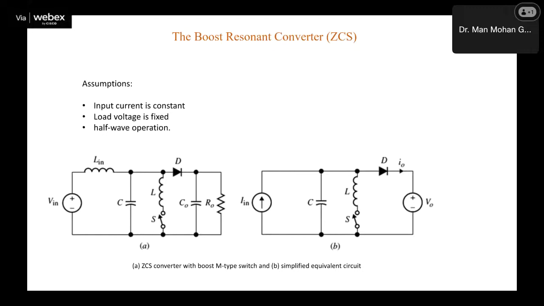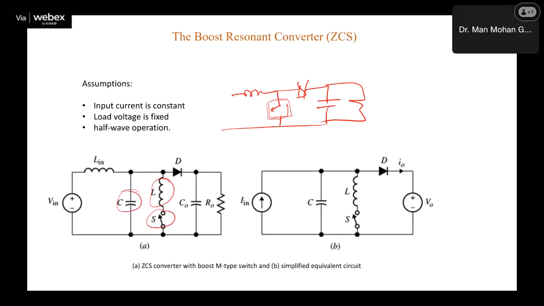So our normal boost converter is this one. Let us quickly go through this. This is normal boost converter. Now I want to make it resonant converter, so I need to replace this switch. So what I need to do? I need to connect one inductor in series with this, and then one capacitor. Right, so it is replaced like that.